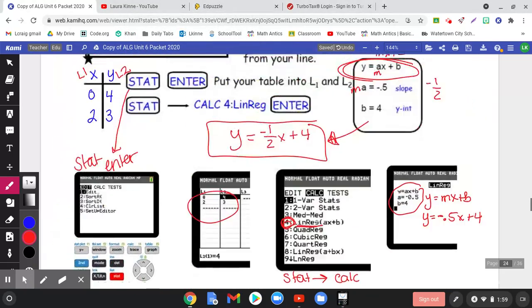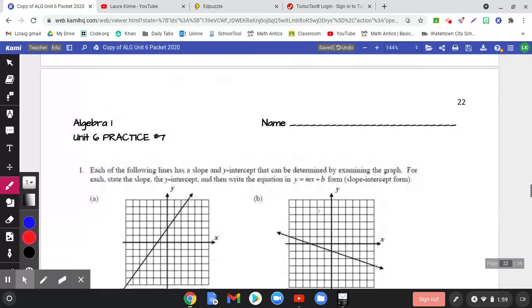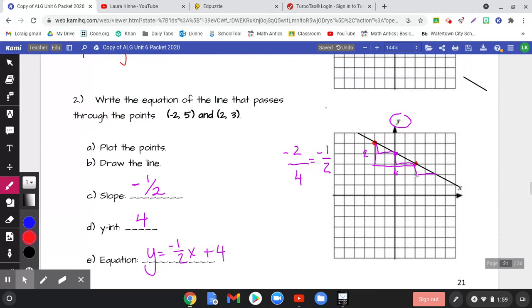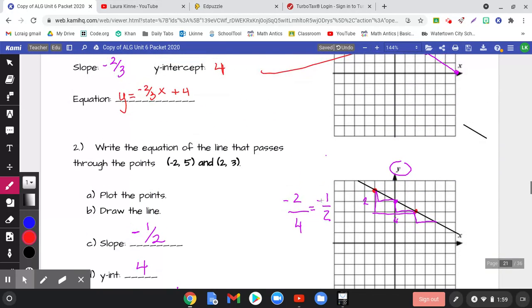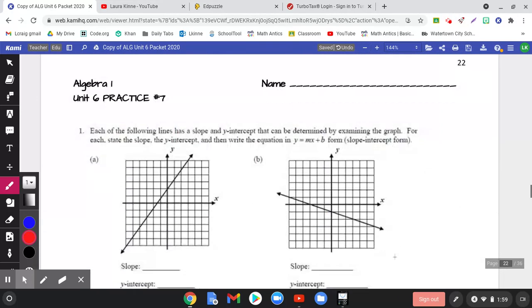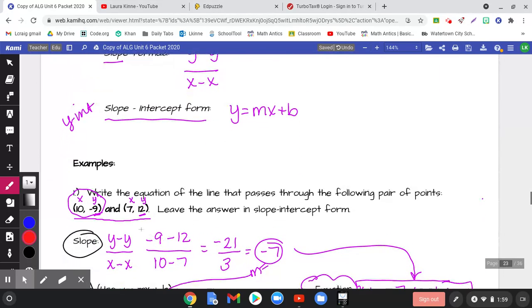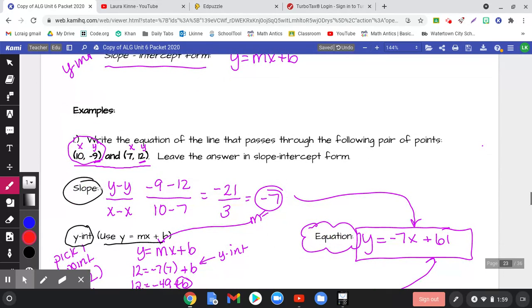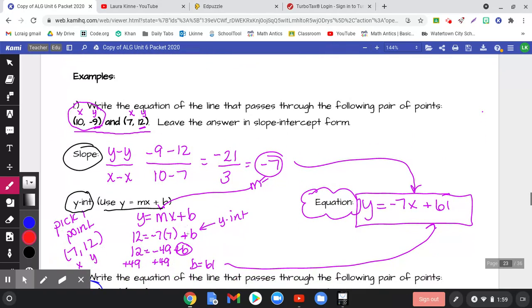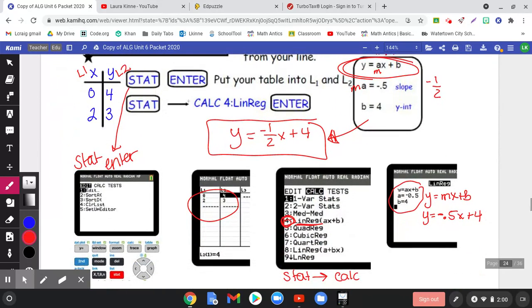All right, so there's your 3 options for writing equations of lines. Sometimes you can plot the points and find them that way. So this was method 1 from a couple lessons ago, where you have to find the slope and y-intercept graphically. You can do it algebraically, where you use your slope formula to find the slope, and then plug that in along with one of the points into y equals mx plus b and solve for b. Or take the 2 tables, follow these steps.